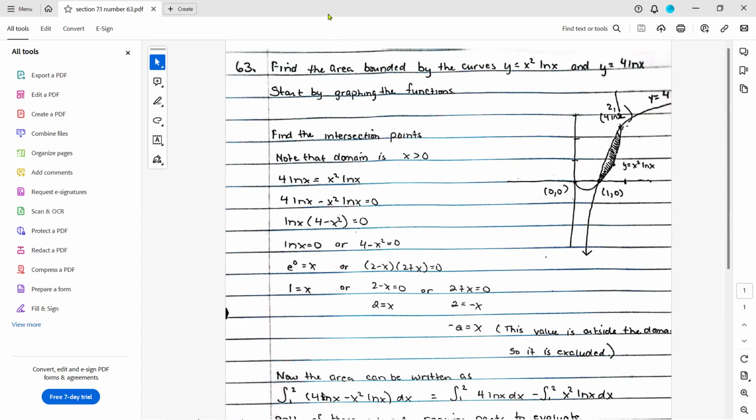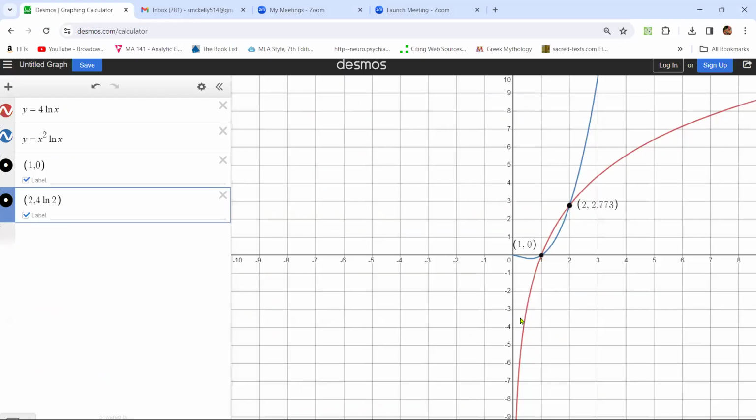What I'm going to do is share my Desmos screen with you, and you'll be able to get a better picture of this. This red curve that you see on the screen is 4 natural log of x. The other curve, the blue one, is x squared natural log of x. And as you can see, they have two intersection points, 1 and 0, and 2, and approximately 2.773.